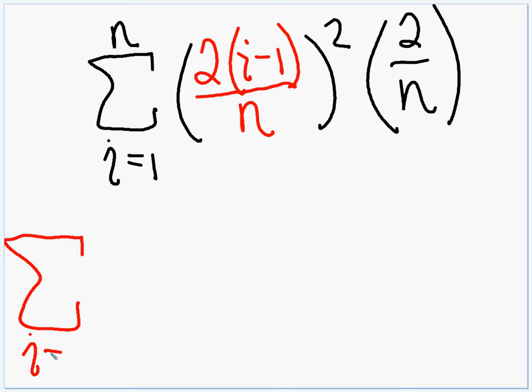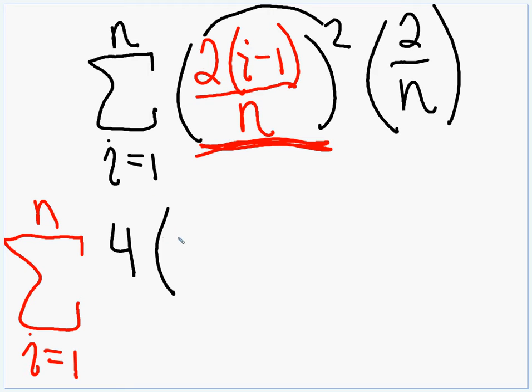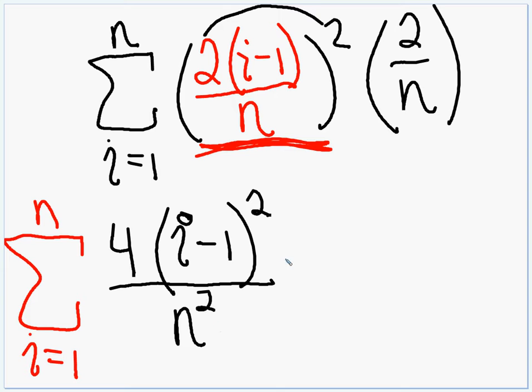So from i equals the first to the nth rectangle, let's square this quantity. So the square is going to hit this 2. That's going to square to a 4. We're going to have our i minus 1 in parenthesis. That will be squared. Our denominator n also gets squared. And then we still have this 2 over n.